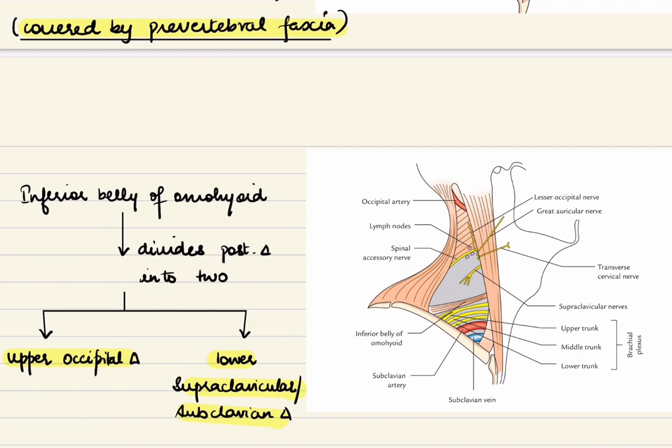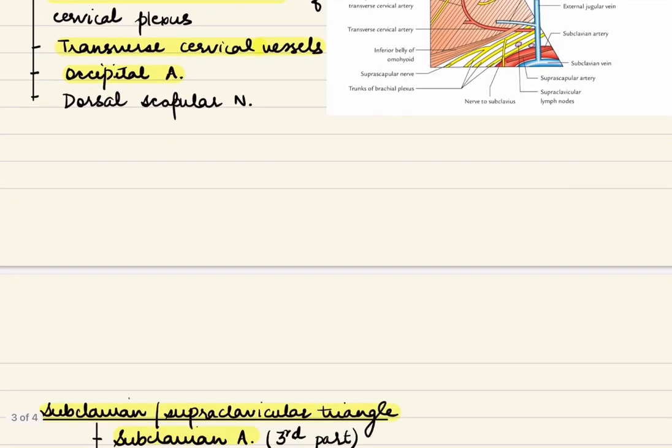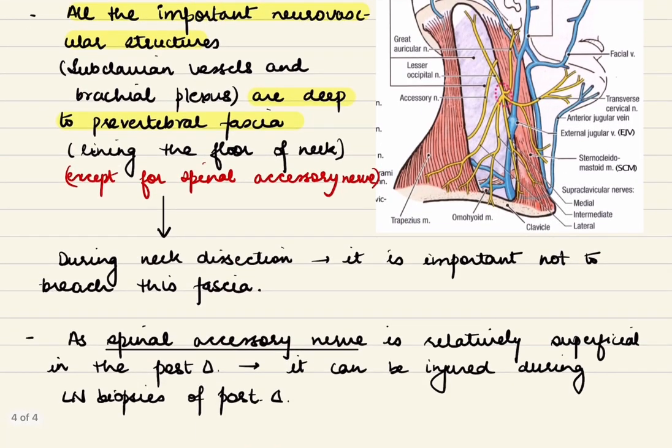Coming to the contents, the upper part, that is the occipital triangle, houses mainly the spinal accessory nerve, the nodes accompanying the spinal accessory nerve, the cutaneous nerves, the occipital artery and the transverse cervical vessels. Whereas the supraclavicular triangle houses the subclavian vessels and the brachial plexus mainly. So this was all about the anatomy of the posterior triangle.